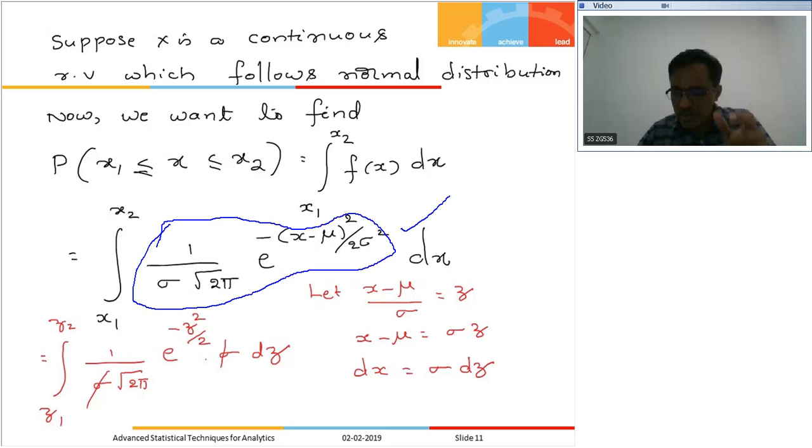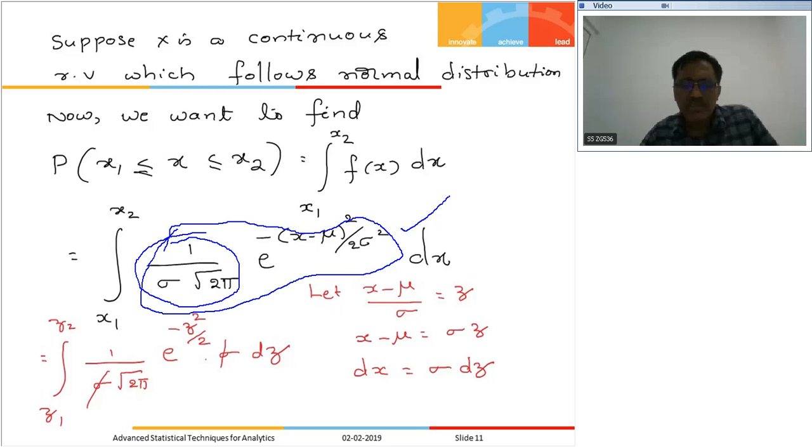If you are able to follow it, fine. Otherwise, just listen and forget about it. If you follow this, excellent. Otherwise, also no issue. Now, if you see here, this is a constant. Keep it out. Then what we do is we do the substitution x minus mu by sigma equal to some z. This is the substitution we are doing for the integration. X minus mu by sigma equal to z. This we need to remember.